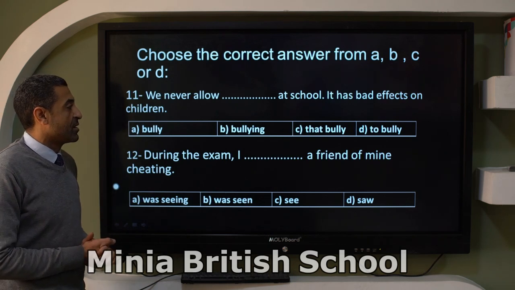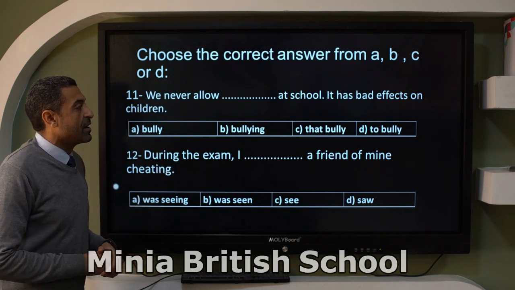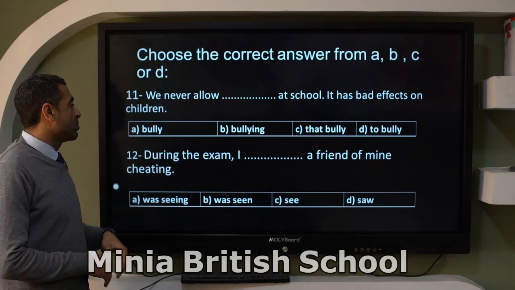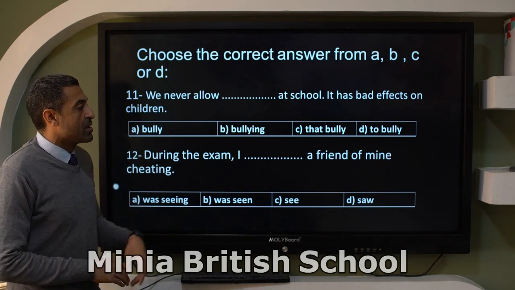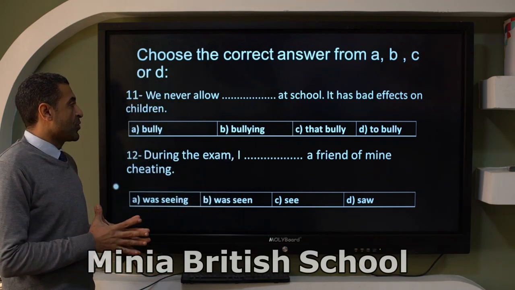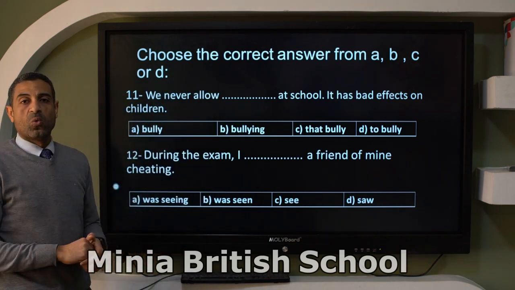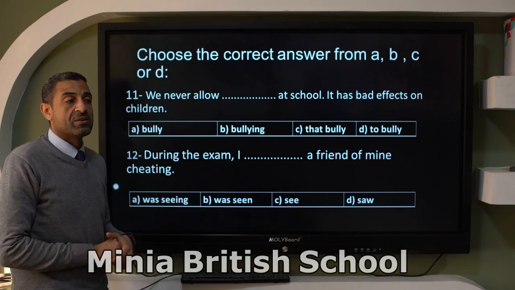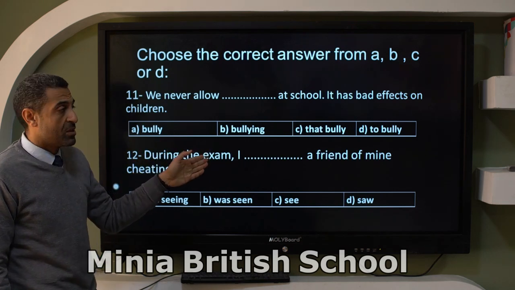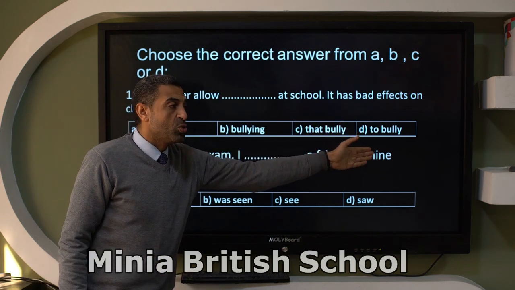11. We never allow ___ at school. It has bad effects on children. Allow bullying, that bully, to bully. Which form is the correct one? Look at this verb, allow. What is this verb followed by? Is it followed by the infinitive form, gerund form, conjunction and infinitive, or to plus infinitive?